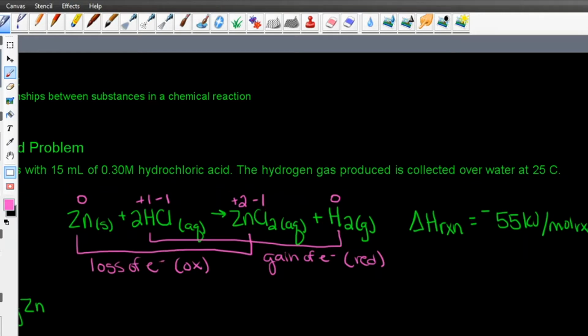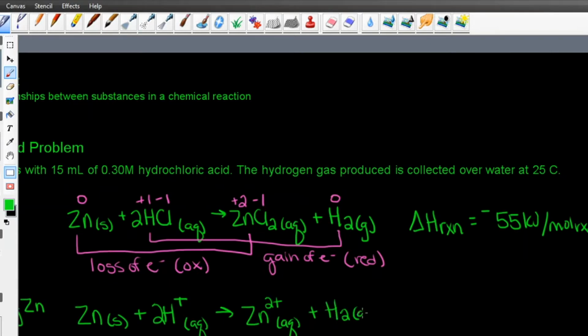We could go ahead and write out a net ionic equation, which is one of the other skills that we should be able to do, where we separate the things that are aqueous only, and we cancel out ions that are the same on both sides. In this case, I can just see the whole thing in my head, and I can go right to a net ionic. Those chlorides are going to cancel out as spectators. So really, zinc is going to zinc 2+, and we're producing some hydrogen gas.